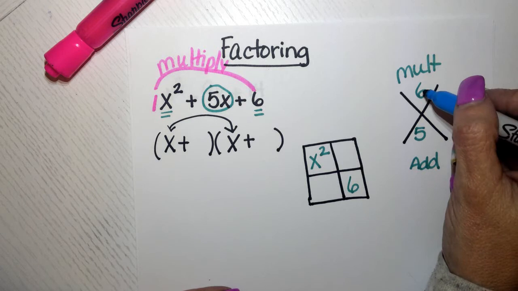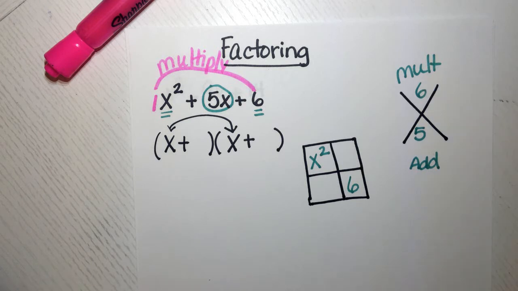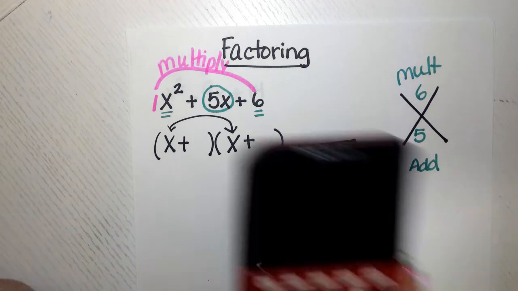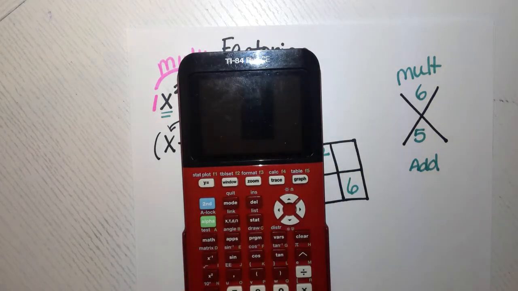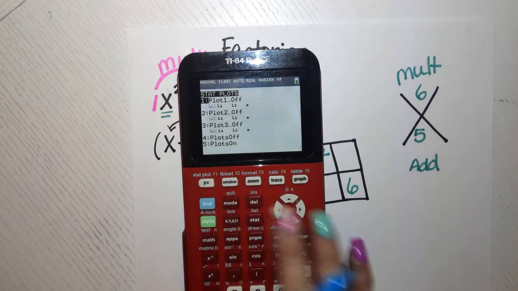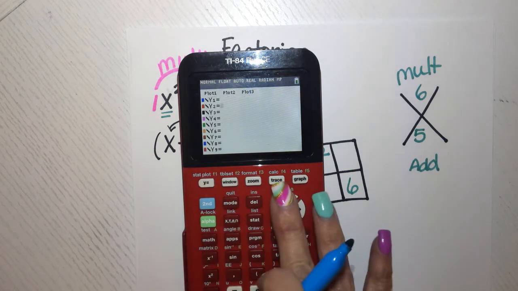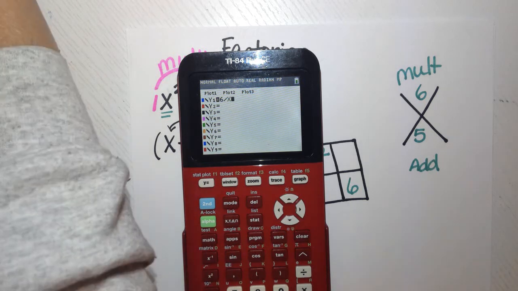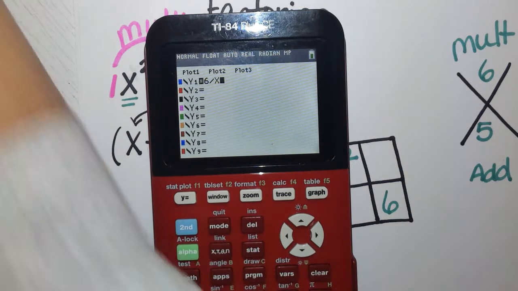What I want to do with this 6 is I want to do all the factors of 6. So this is a real easy trick. Now, I know you know the factors of 6, but this is just an amazing trick that I want to show you that is super helpful. I want you to put 6 into your calculator, and I want you to divide it by x. Okay, 6 divided by x. Now, I'm going to zoom in a little bit on this just to show you.